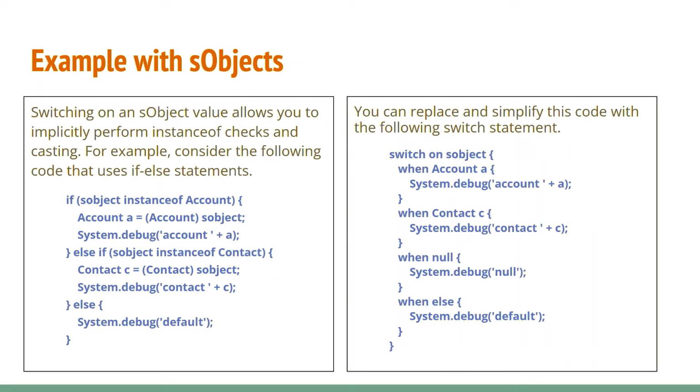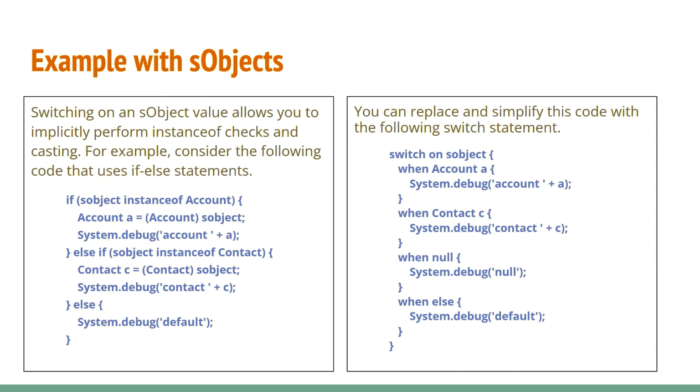Next, we have an example with sObject. In the same manner, if the subject is an instance of Account, then this particular logic will run. If it is not Account, then the else part will run. Likewise, else if it is not Account but it is Contact, then the Contact logic will run. Otherwise, if it is not Account or Contact, meaning we are working on the Opportunity object, then the else part will run. So we can easily replace this by using a switch statement.